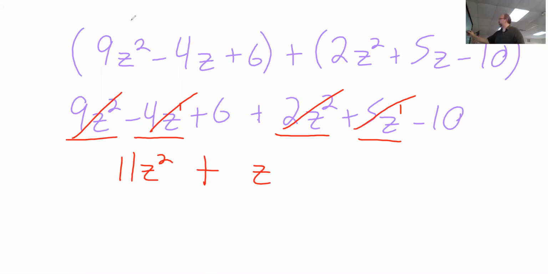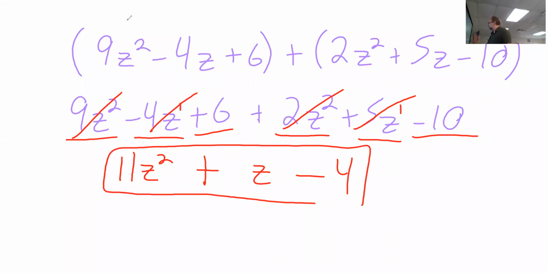So last we have 6 minus 10. So it's plus 6 minus 10. And basically it's going to be negative, because the negative is a bigger number. So plus 6 minus 10 gives us minus 4. There's your final answer in standard form. So always start at the biggest degree first and work your way down.